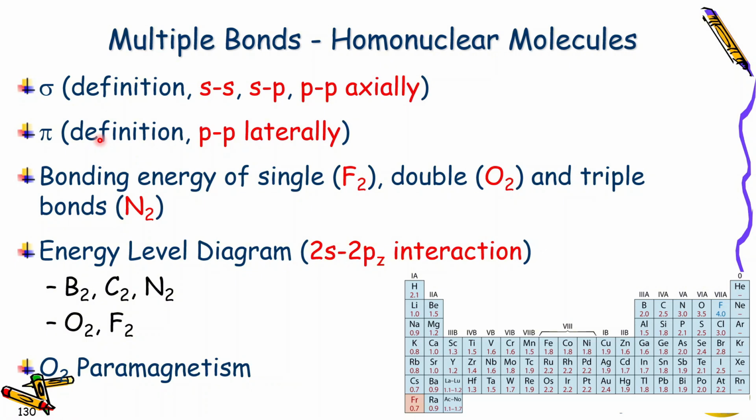The definition of the pi bond is that between two nuclei, the electron density is not continuous. So if you have sigma bonds and pi bonds, you can have single, double, and triple bonds. Examples: a single bond for fluorine, a double bond for oxygen, and a triple bond for nitrogen. Also we learned 2s-2p interaction and oxygen paramagnetism, right?